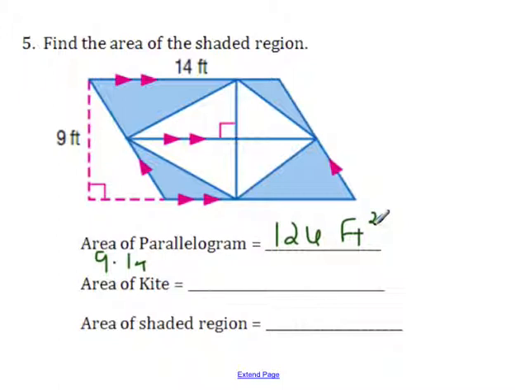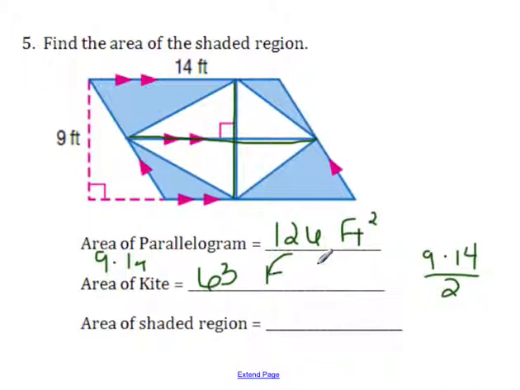Next, we want to find the area of a kite. Now remember, for the area of a kite, you multiply the two diagonals and you divide them by 2. Well, if you notice, 14 spans the diagonal of the kite, and 9 spans the other diagonal of the kite. So to get the area of the kite, we just have to take 9 times 14 and then divide it by 2. So when you do 9 times 14 and divide it by 2, you end up getting 63 feet squared, which kind of makes sense. It's half as much as the parallelogram.